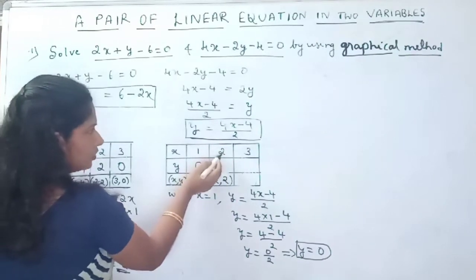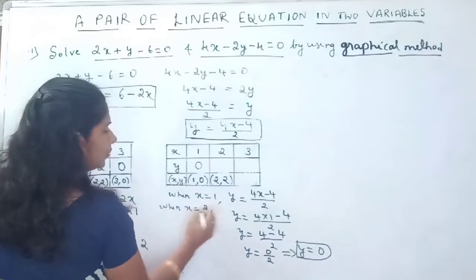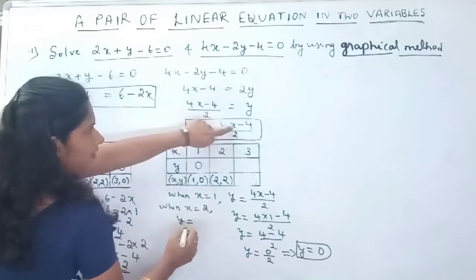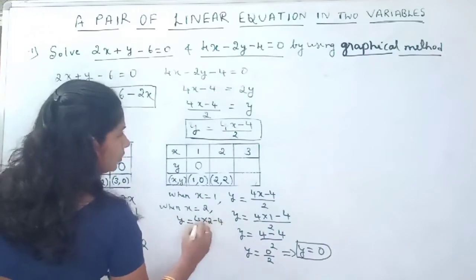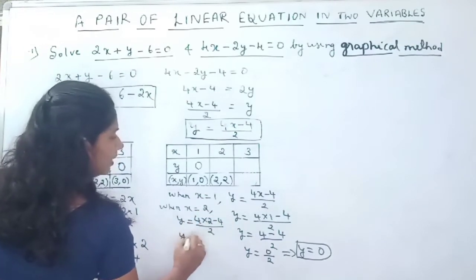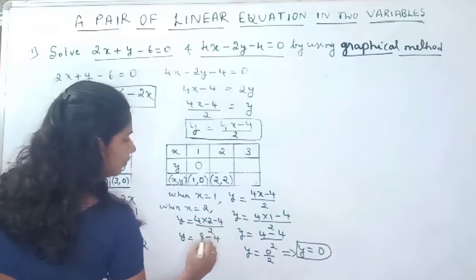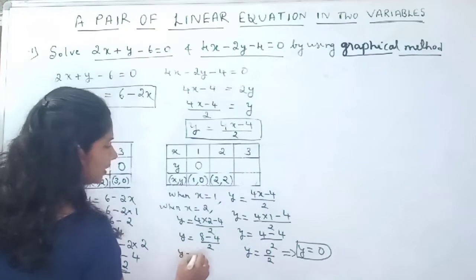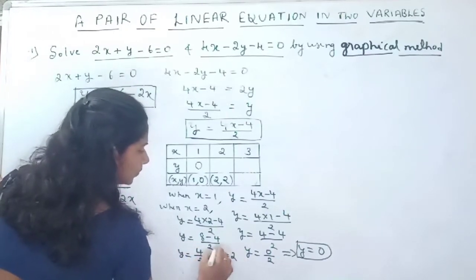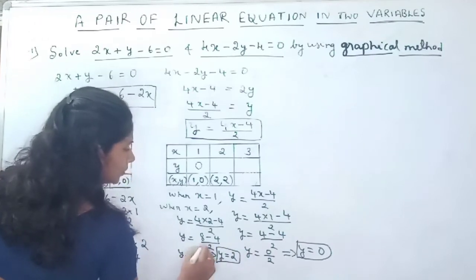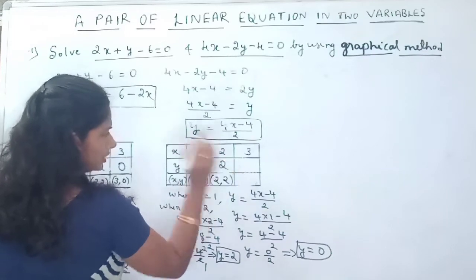Now similarly work out when x is equal to 2. When x is equal to 2, in place of x you have to substitute 2. 4 into 2 minus 4 divided by 2. So 4 twos are 8. 8 minus 4 divided by 2. So the y value is 4 divided by 2. That implies the y value is 2. So when x is equal to 2, the y coordinate is also 2.